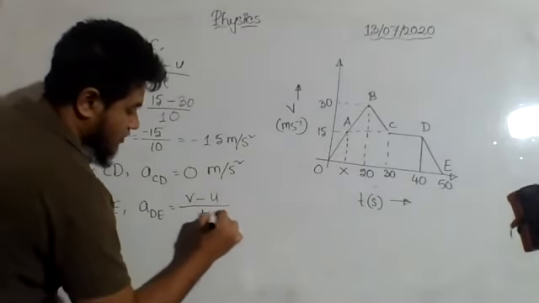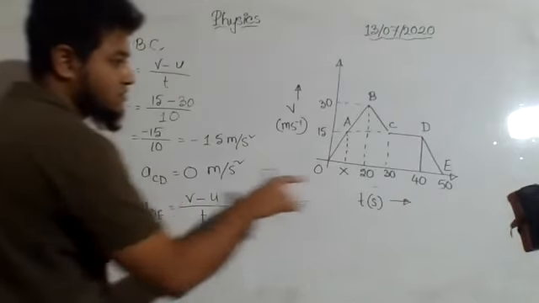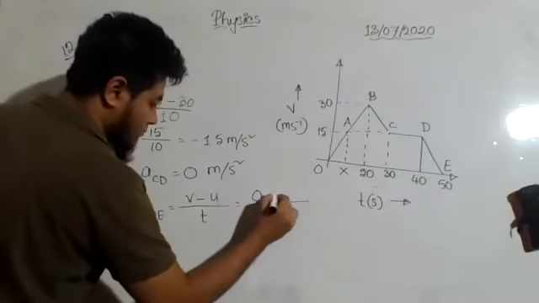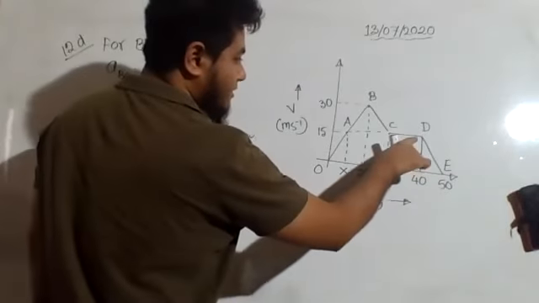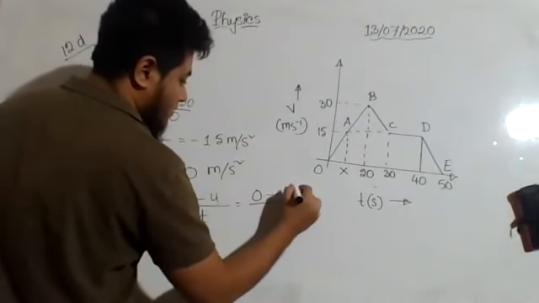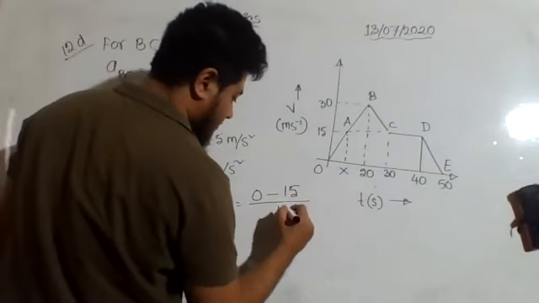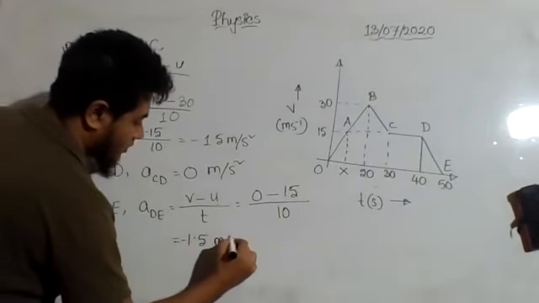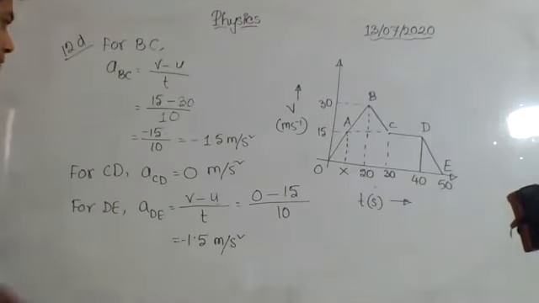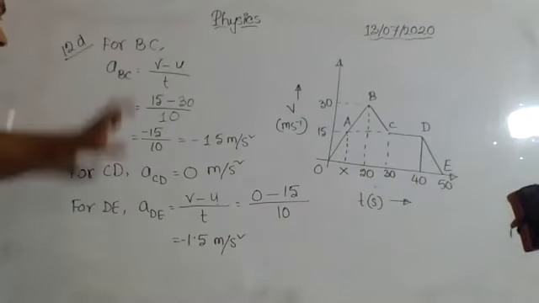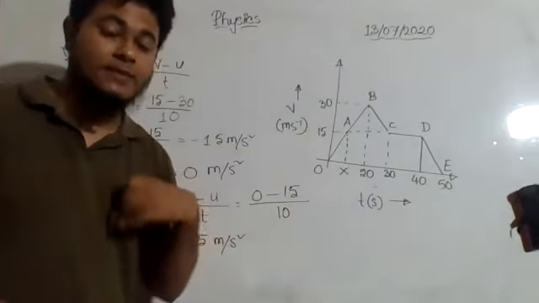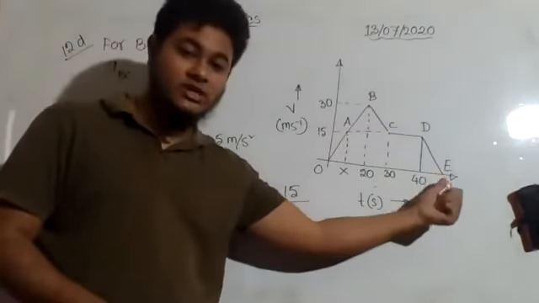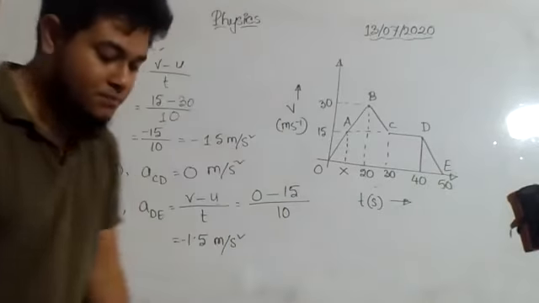And for the DE part, again we will calculate using the same equation. In the DE part, E is the final point, so the final velocity is 0, minus the initial velocity at this point, which is 15, and the time difference is 10. Here also I can see the deceleration is minus 1.5 meter per second square. So I have calculated the acceleration for the current situation. Then I will show what the deceleration would be if the line had directly come from B to E.